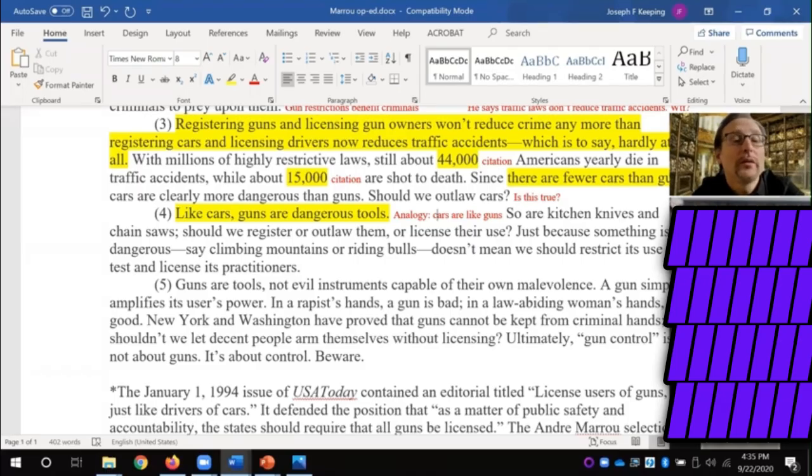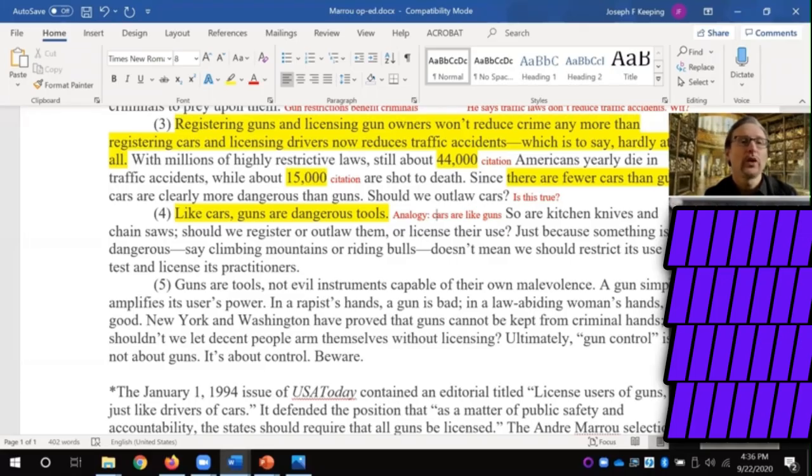Okay, well, for one thing, we do restrict the use of cars. We do restrict the use of kitchen knives. We don't let people carry around concealed kitchen knives. I'm not really up on chainsaw law. Sorry, but I'm pretty sure we also don't let just anybody use a chainsaw, or take a chainsaw with them on a shopping trip.